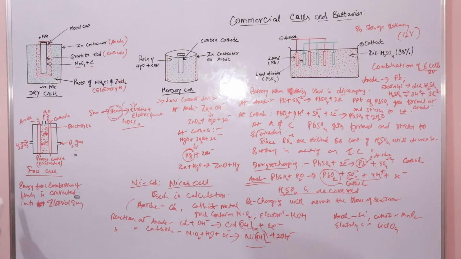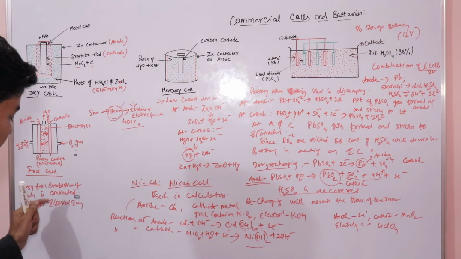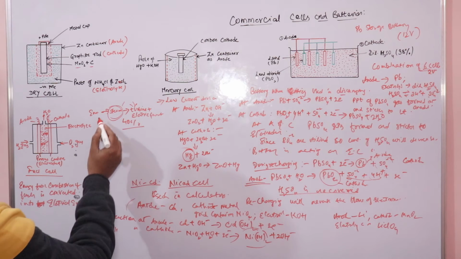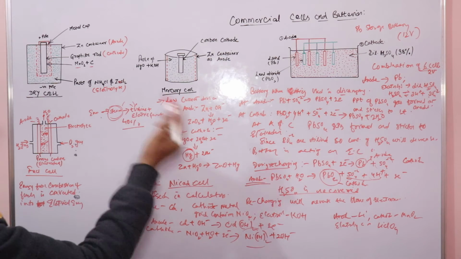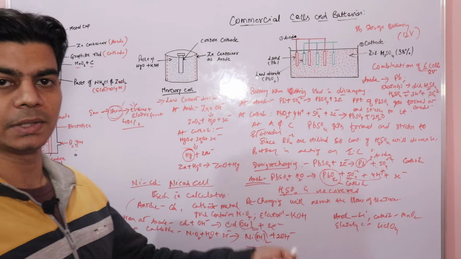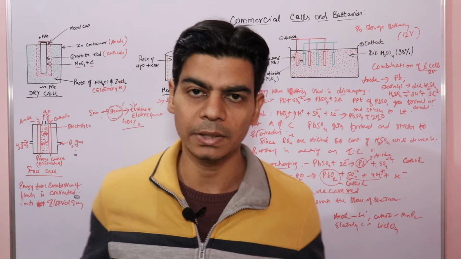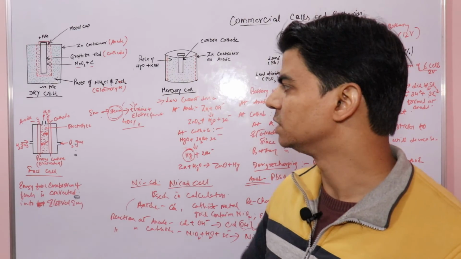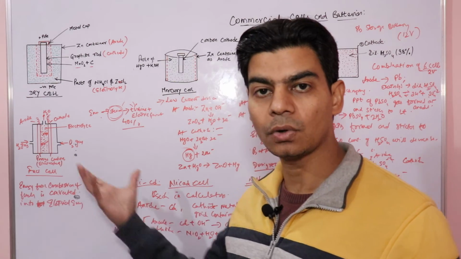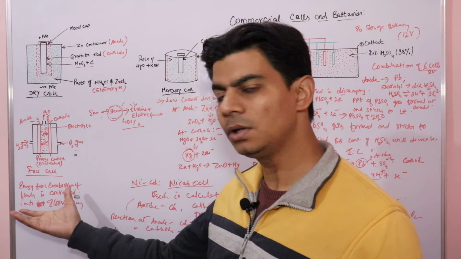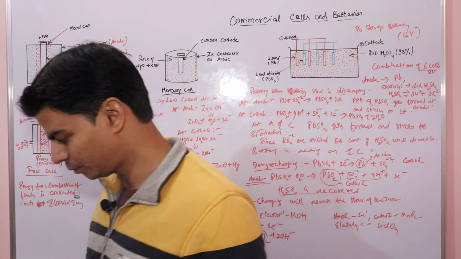So energy derived from combustion of fuels is used to make steam, which is used to run turbines, and turbines are connected to electrical generators. Now what we do is, in fuel cells, one such fuel cell which we will study here is the hydrogen fuel cell. We call it the hydrogen oxygen fuel cell, in which we use the chemical energy of hydrogen to produce electrical energy.